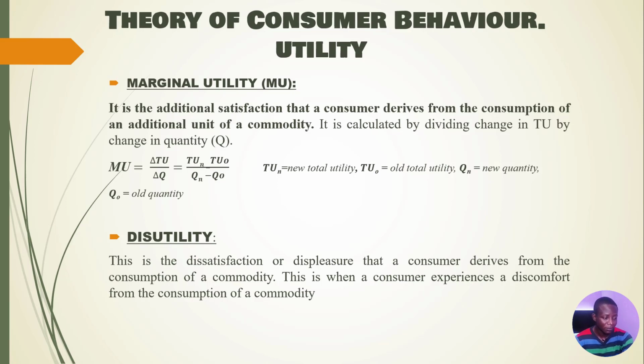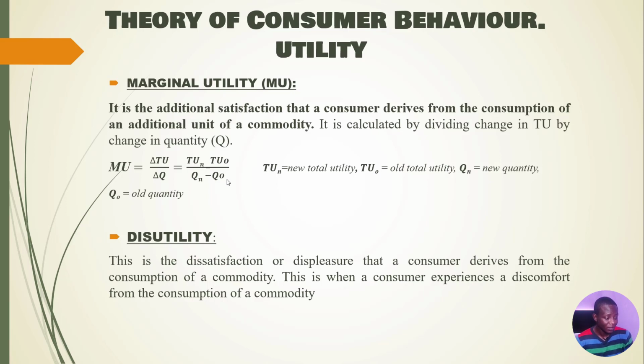Mathematically, you can represent that as a change in total utility divided by a change in the quantity. That's TUn, where the n is the new total utility, minus TUo, the old total utility, divided by the new quantity, Qn, minus the old quantity, Qo. As the lesson goes on, I'll use numerical examples to explain so you can get the various concepts.